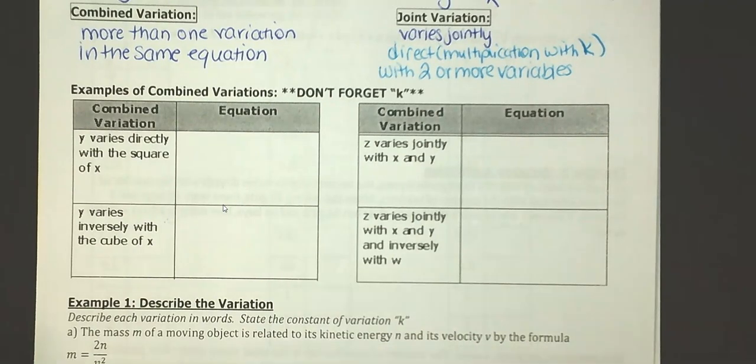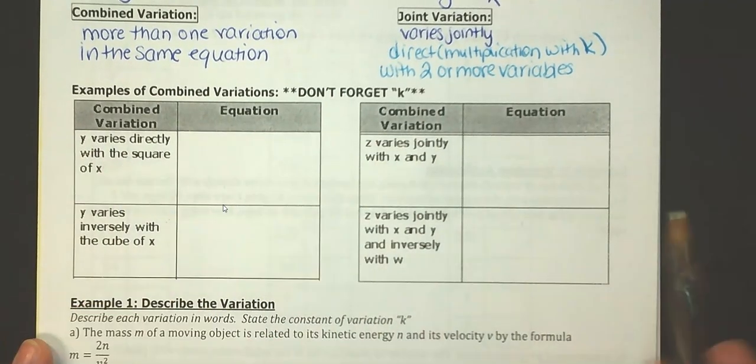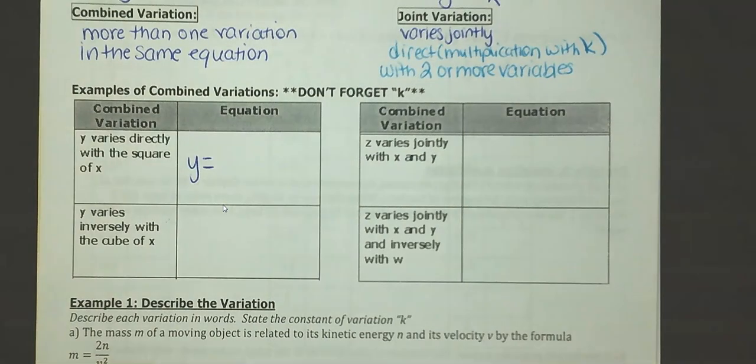So let me just start here real quick. This one says y varies. So I would literally just write y equals. Varies turns into an equal sign. Okay, now this is directly with the square of x. So it's different than what we did yesterday, but similar. How would I write directly with the square of x?